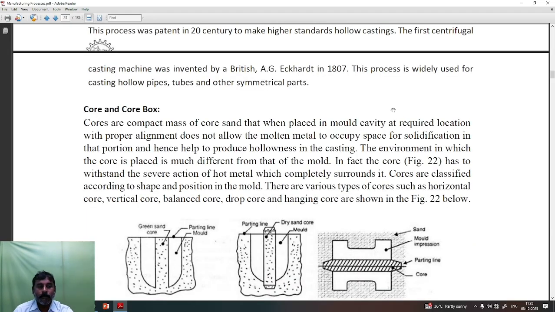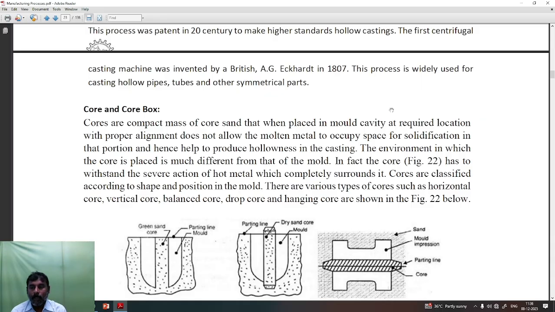Then core box. Cores are compact masses of sand that, when placed in the mold cavity at the required location with proper alignment, do not allow the molten metal to occupy space for solidification in that portion, and hence help to produce cavities in the casting. The environment in which the core is placed is much different from that of the mold. In fact, the core has to withstand the severe action of hot metal which completely surrounds it.